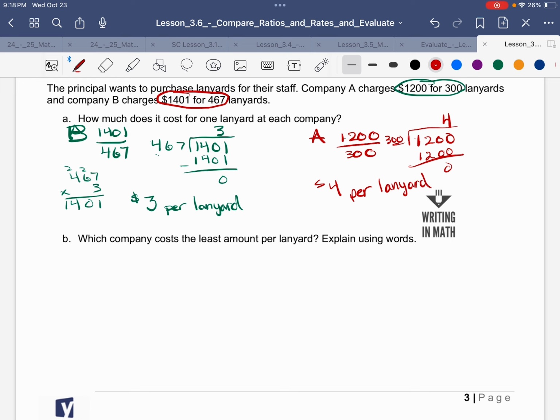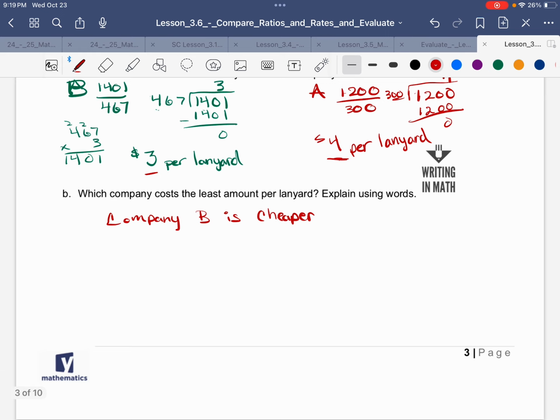Okay, so Company B is cheaper. And that's because when we found that unit rate, we found one is $3 per lanyard. This one here is $4 per lanyard. So which one would you want to pay? $3 or $4? $3 is a cheaper buy, right? So that's our explanation. Let's keep it moving.